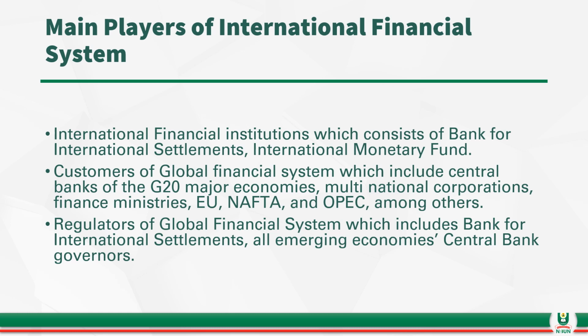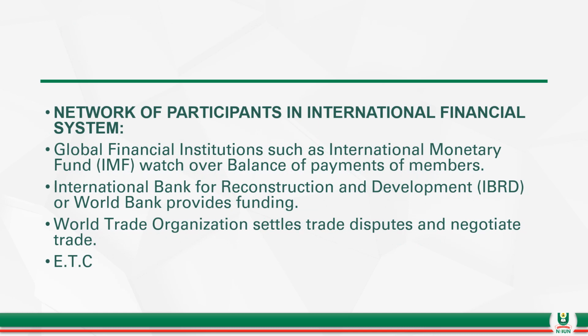Main players of the international financial system. Just like the basic financial system that we have mentioned, the international financial system also has its main players. They are basically the Bank for International Settlements and the International Monetary Fund. Then we have the customers of the global financial system, which include the central banks of the G20 major economies, multinational corporations, finance ministries, among others. And then we have regulators of the global financial system, which comprises the central bank governors, basically the members that are involved in the international financial system.